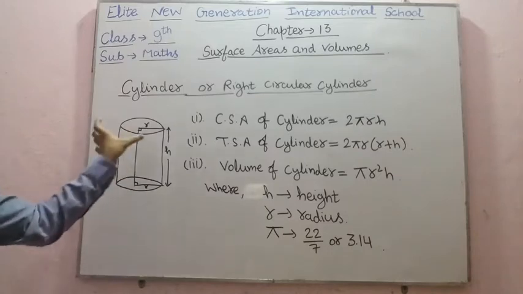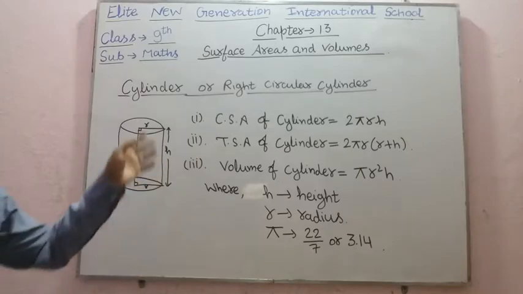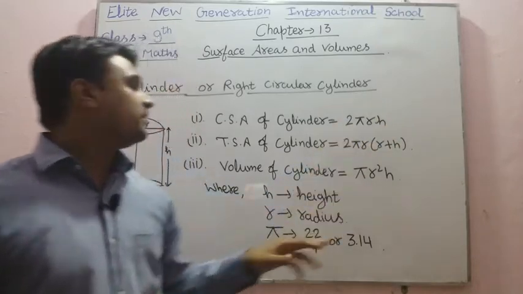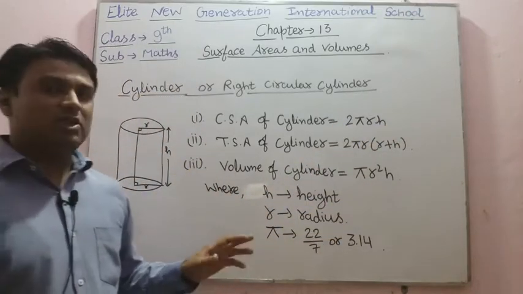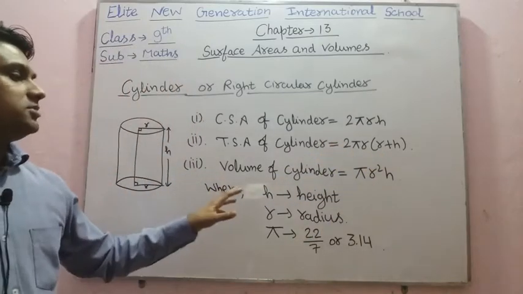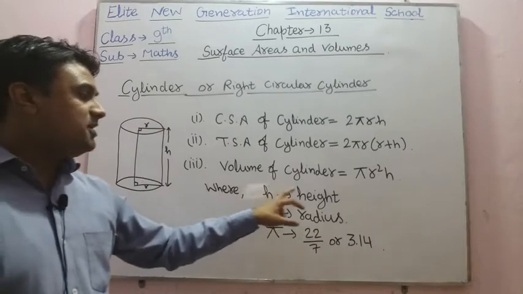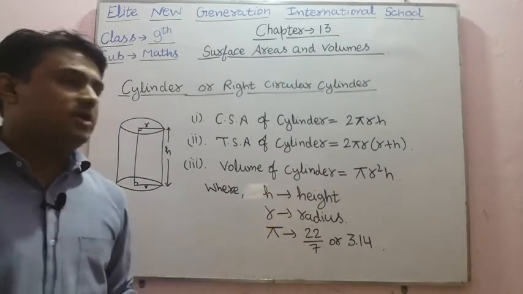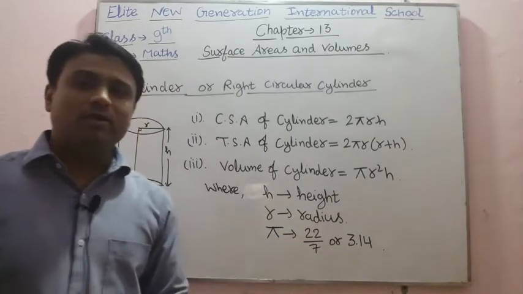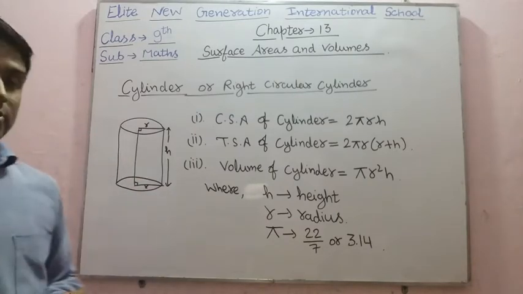So in this we have a cylinder, and suppose h is the height and r is the radius. Its curved surface area or lateral surface area is given by the formula 2 pi r h. Similarly, its total surface area is given by the formula 2 pi r (r plus h). And the volume of the cylinder is given by the formula pi r square h, where h means height of the cylinder and r means radius of the cylinder, and the value of pi is taken as 22/7 or 3.14. So on the basis of these formulas we can start our exercise 13.2.